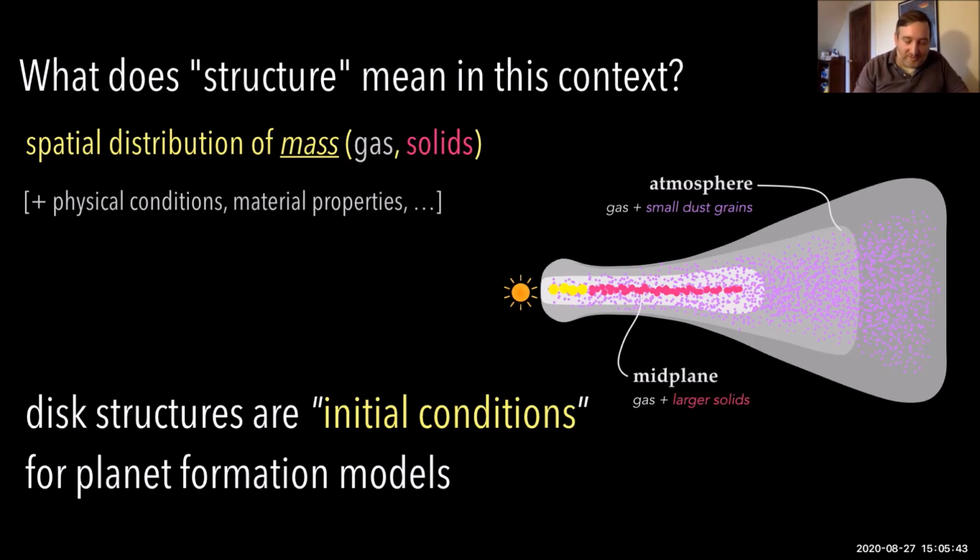And as we'll move along, you'll see that this simple quasi-deterministic view of the planet formation process is maybe in need of some revision. Because when we look at the disks in great detail, we see some confusing signals.